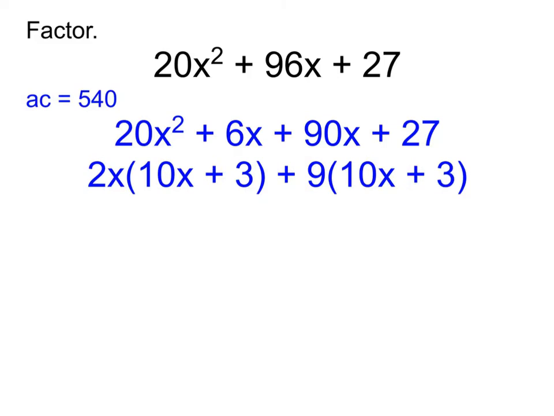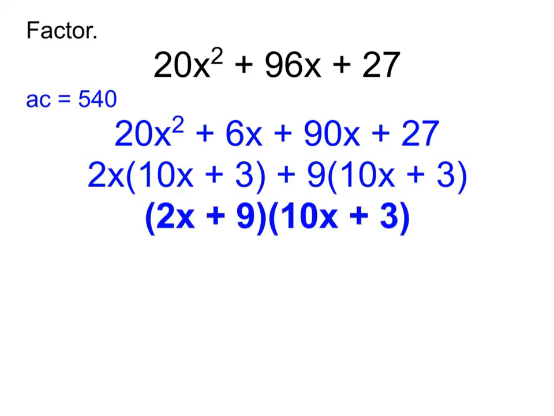Then it's a matter of now checking, do we in fact have the same thing in both of the parentheses? And yes, we do. Therefore, we know we did it right up to this point. So now we just take our one last step of factoring that 10x plus 3 out of both terms, and we're left with the 10x plus 3 times the 2x plus 9. And that's it. We're done.